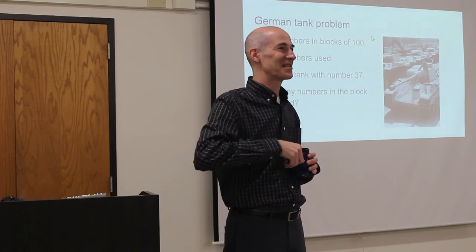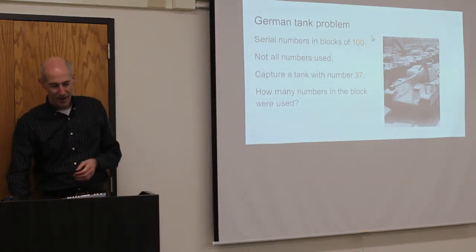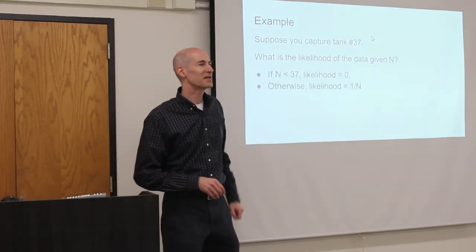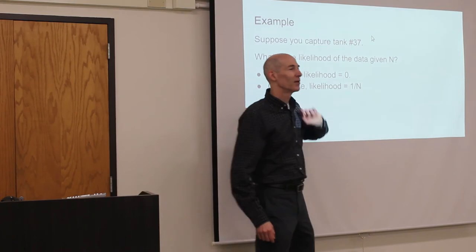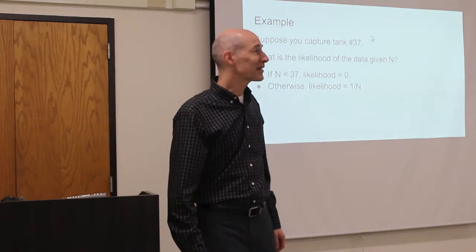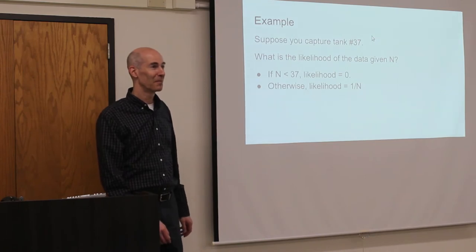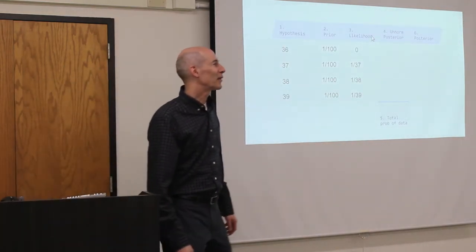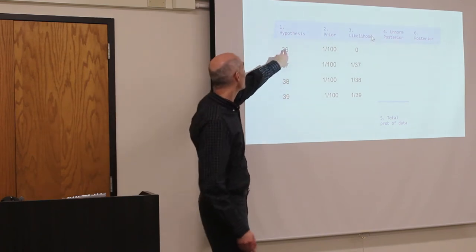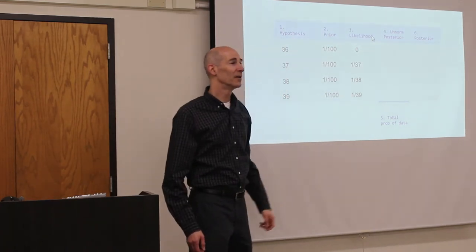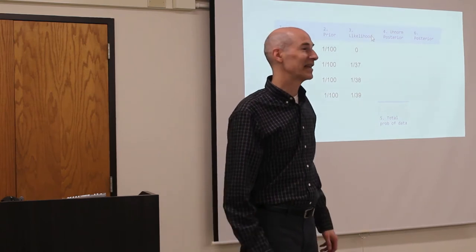What is the most likely number of tanks that the Germans have? 37 turns out to be the answer. Because in some sense, you have rolled a 37-sided die, and you got the number 37. For anything less than number 37, the likelihood is 0. For anything 37 and up, the likelihood is 1 over n, which you might recognize as exactly the same likelihoods we just computed for the dice problem. In fact, the German tank problem and the dice problem are the same problem. And you could solve them with a spreadsheet that looks like this. The only difference is that it has 100 rows in it. I'm only showing you 4 of them, but for everything from 36 on down, the likelihood is 0. And for everything from 37 on up, the likelihood is 1 over n.